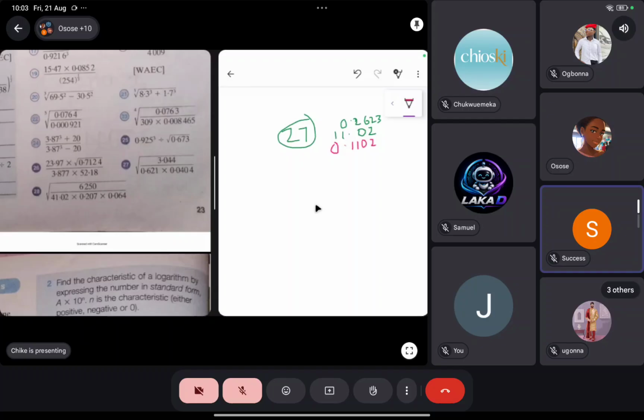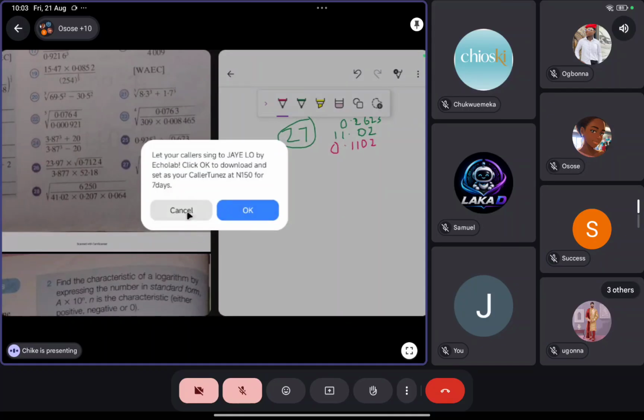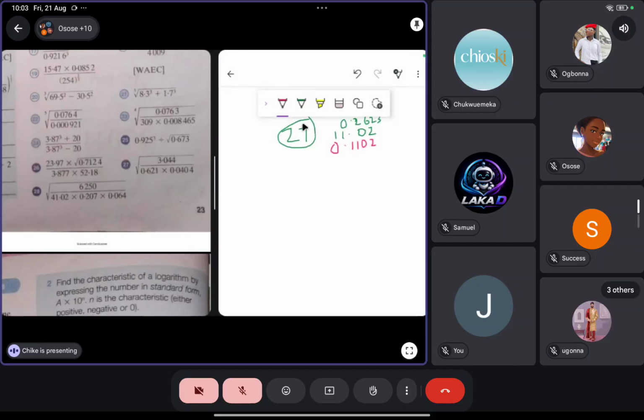Okay, let's see, because this one is looking different. Anyway, let's solve it. We can't know until we solve it. So the question is actually the square roots. I don't like this question, it's too long. I wish everybody got the same answer. 3.044 divided by 0.621 times 0.0404.